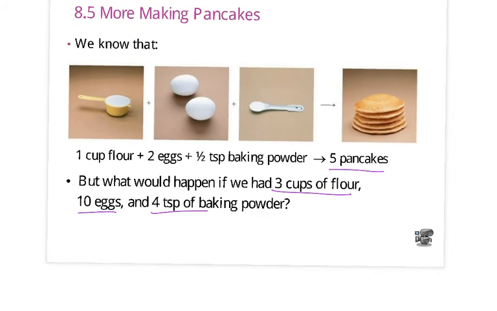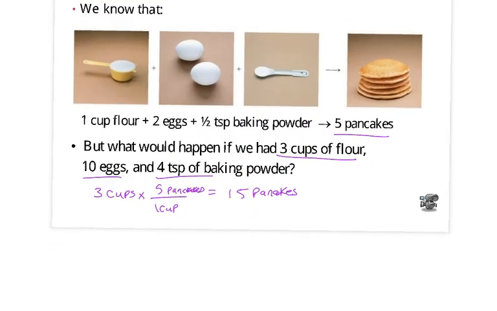Let us use our recipe and say for 3 cups of flour, for every 1 cup of flour, I can make 5 pancakes. So I can make 15 pancakes. Now with 10 eggs, for every 2 eggs, I can make 5 pancakes. And so that will give me 25 pancakes.